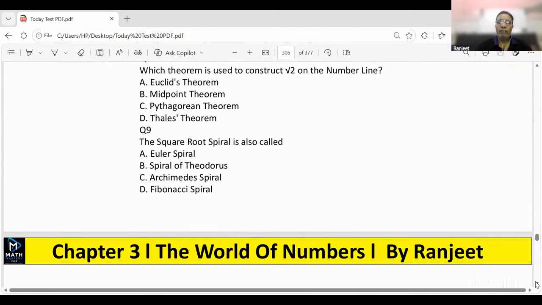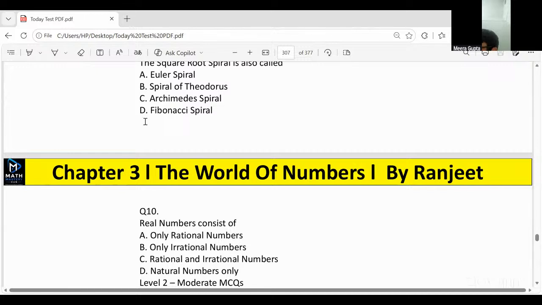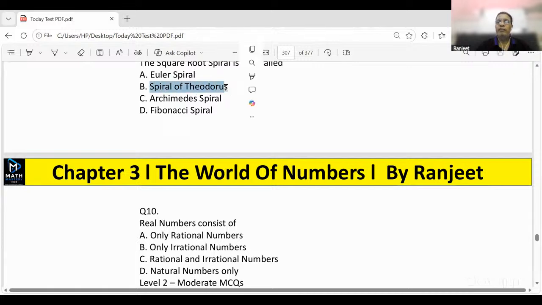In Ganit Manjari, chapter 2, it's given. Spiral of Theodorus, in chapter 3. Is it clear? Yes, sir. And this name is also given in your Ganit Manjari book.